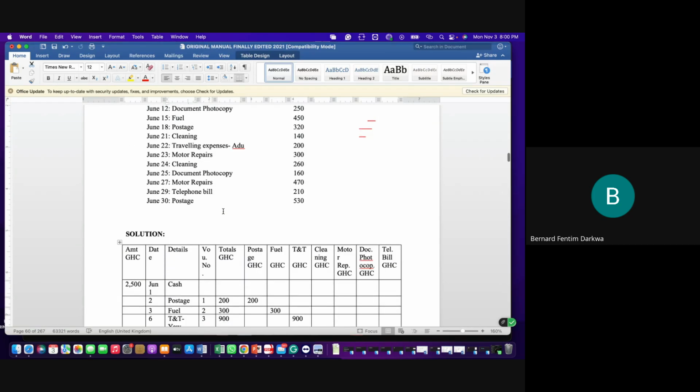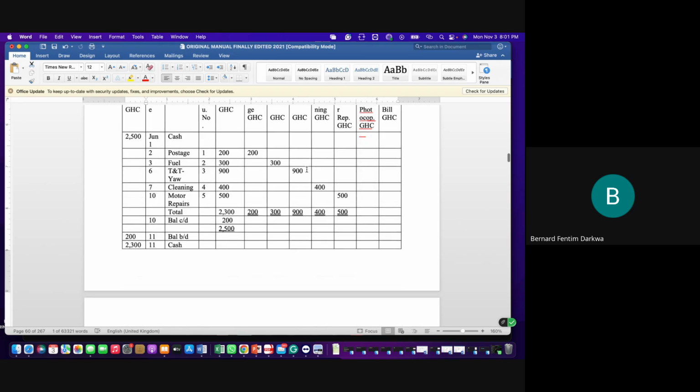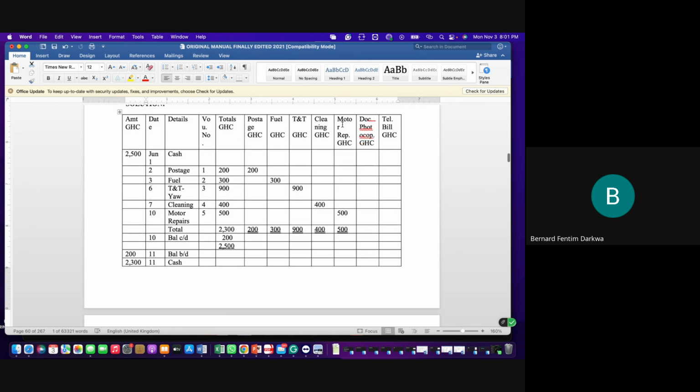And look at the next transaction. The next transaction is what? Photocopy, which is 250. So you cannot record the 250. So you have to balance the accounts and reimburse. That's what it means. Always remember, when you have been given 2,500 and you have recorded the 10th transaction, repairs 500, you see that in total you have spent 2,300. So you balance it.